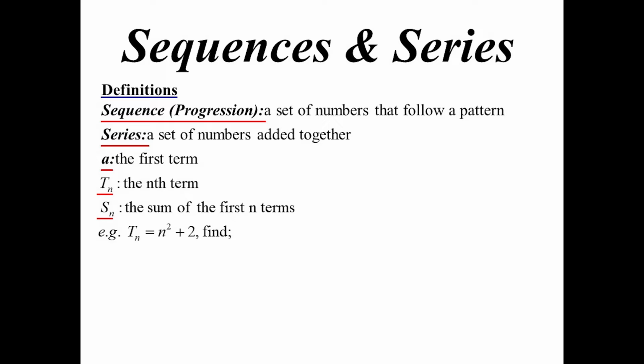So an example, there's our general term to work out any particular term. If we wanted to find the fifth term, it's not rocket science, it's just a simple substitution question. Oh, it's 27.